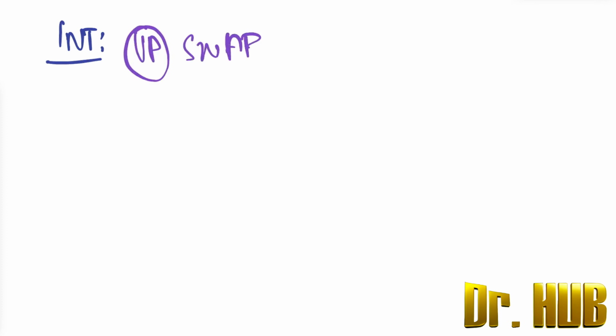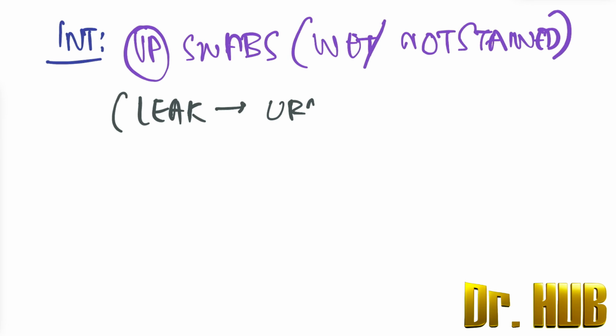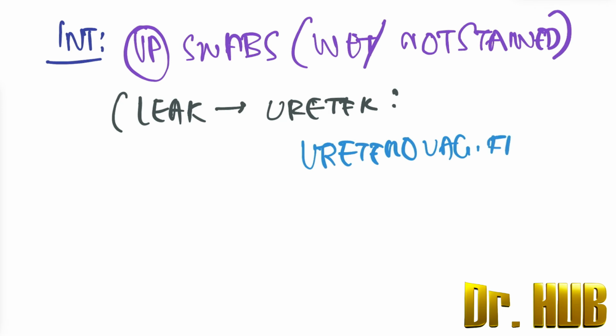Now let's look at the interpretation. If the upper swabs get wet but are not stained, the leak is from the ureter. That is the ureterovaginal fistula.